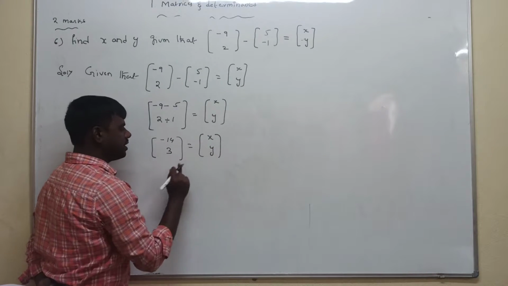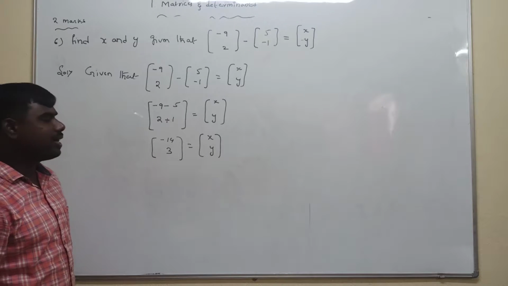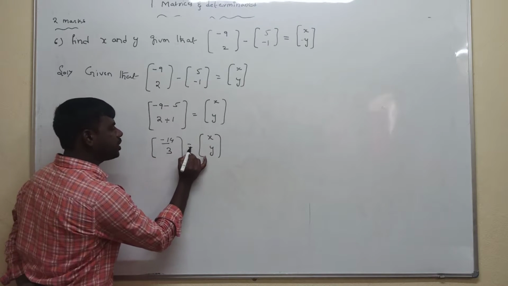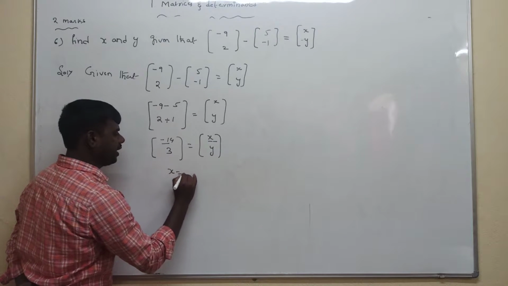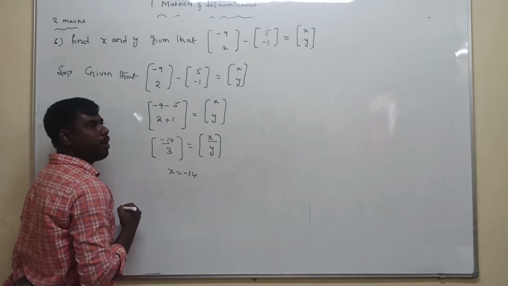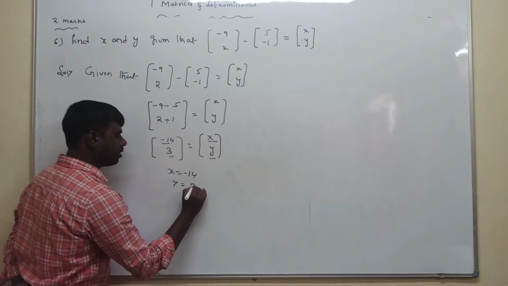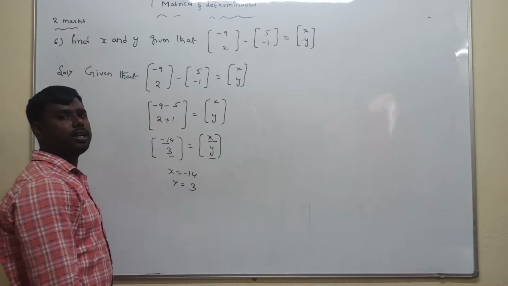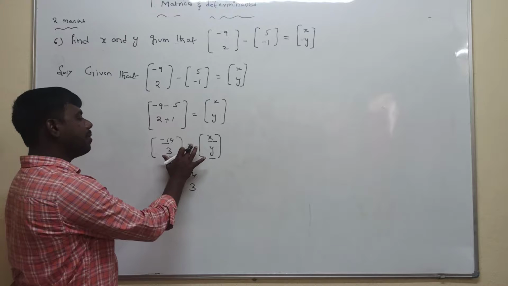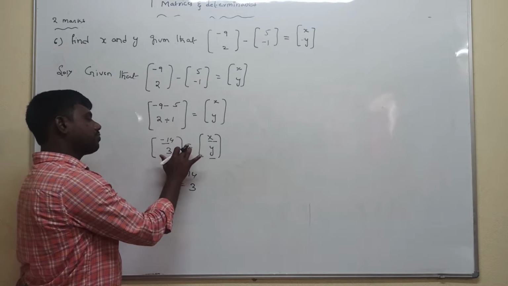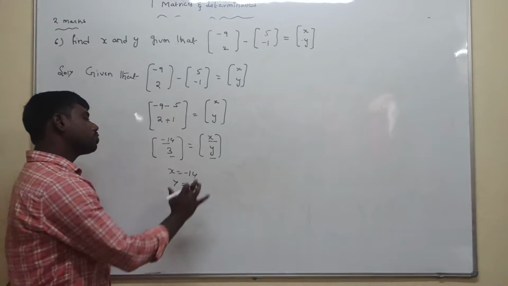Now these two matrices are equal. That's why corresponding elements are equal. That's why the first element is equal to the first element. That's why x is equal to minus 14. So y is equal to 3, because those two matrices are equal matrices. That's why the condition is that corresponding elements are equal. That's why minus 14 is equal to x. So y is equal to 3.